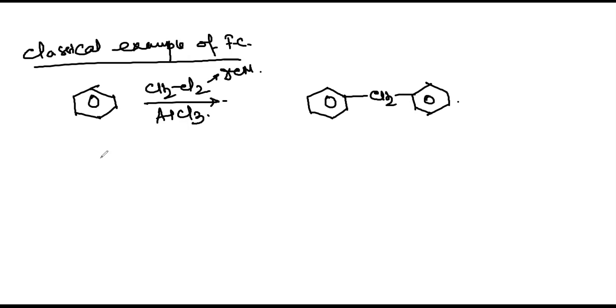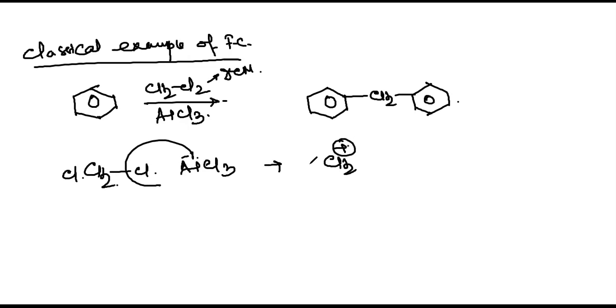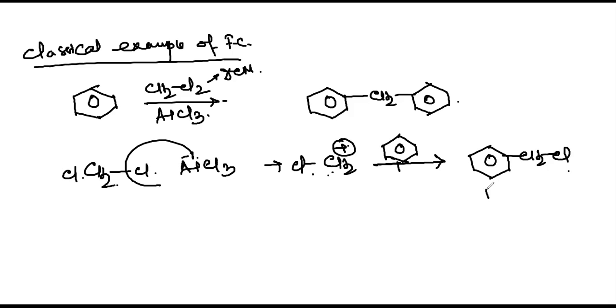How is this possible? You can see here CH2Cl2 with AlCl3. Whenever it reacts, this will give Cl minus, so the structure becomes CH2 plus Cl. As a carbocation with one carbon atom is present, it will directly join with your benzene. Whenever it is treated with benzene, it will directly join with the benzene ring. This is known as benzyl chloride.